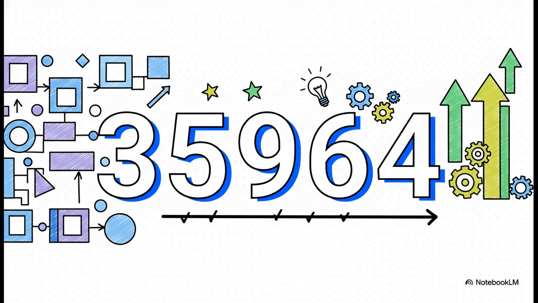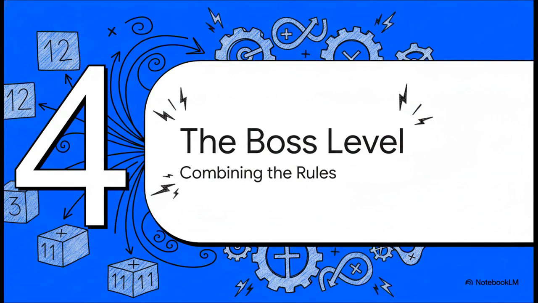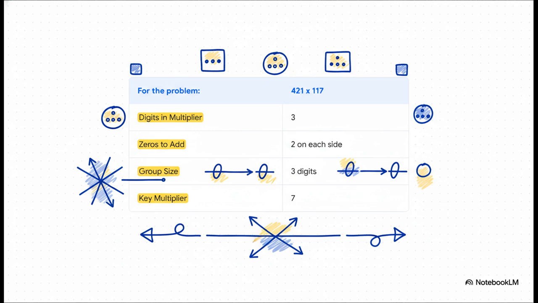It's pretty amazing. Okay, you ready for this? This is where it all comes together. We've learned how to handle multipliers like 12, and we've learned how to handle three-digit multipliers like 111. Now we're going to combine both of those twists into one single, powerful, ultimate technique. Let's break down the problem 421 times 117 using our rules.